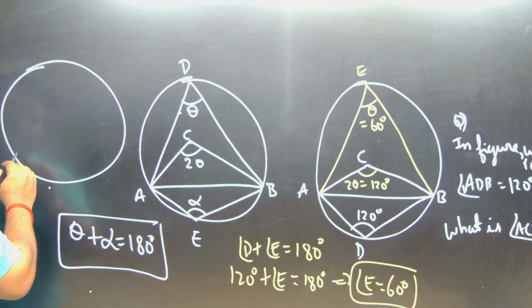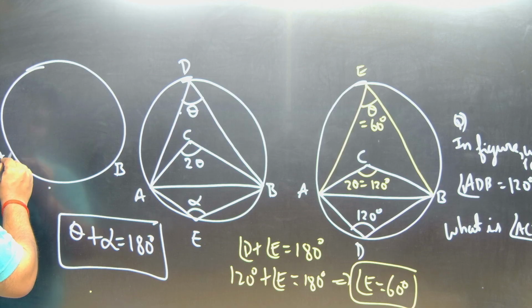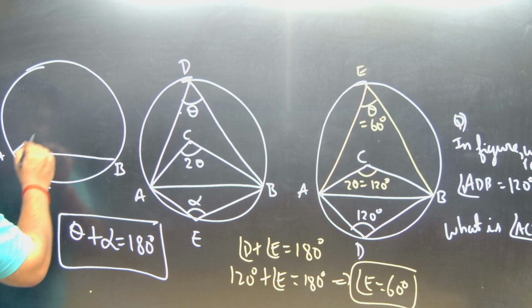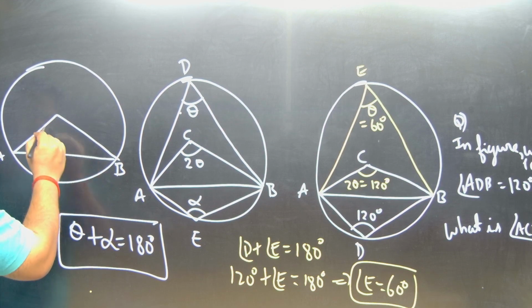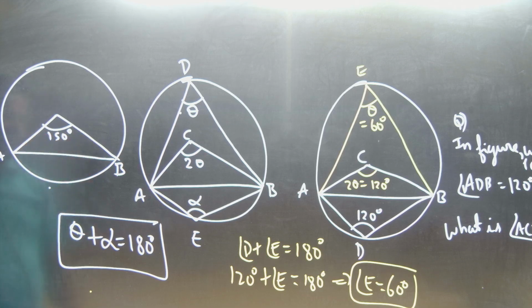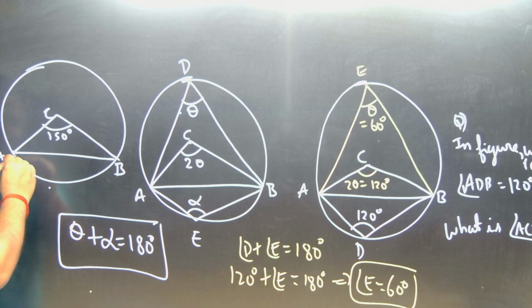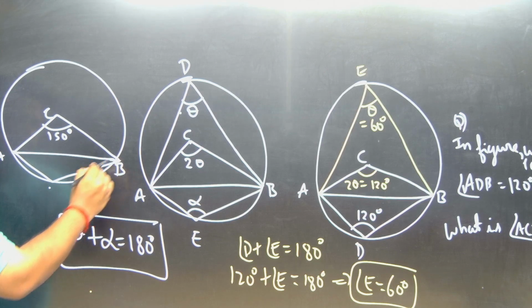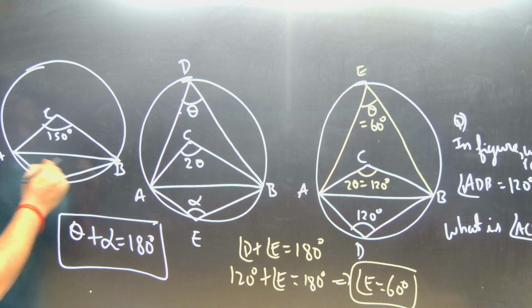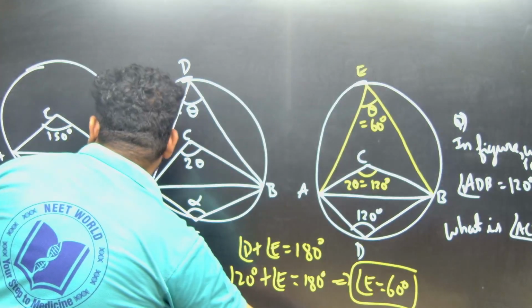Let this be the circle, and AB be the chord. The chord AB is making an angle of 150 degrees at the center C. They will ask you to find angle ADB.